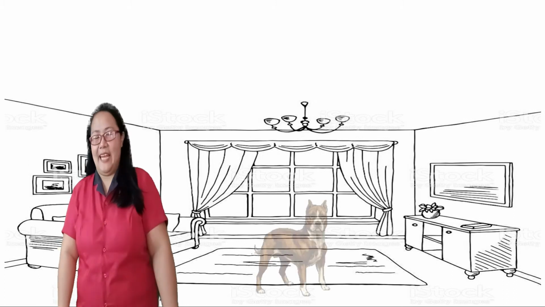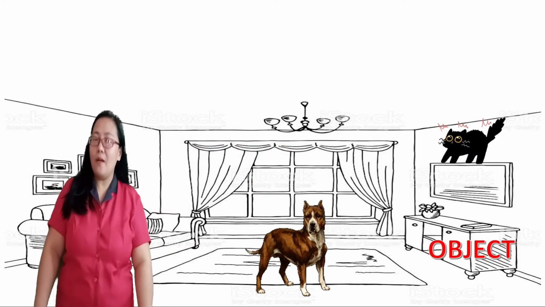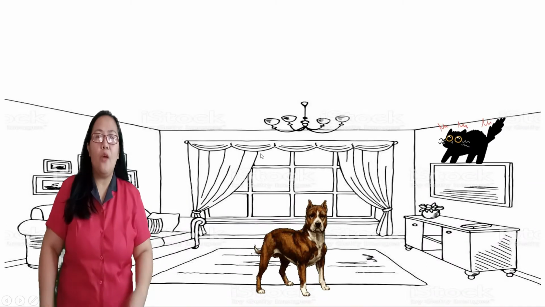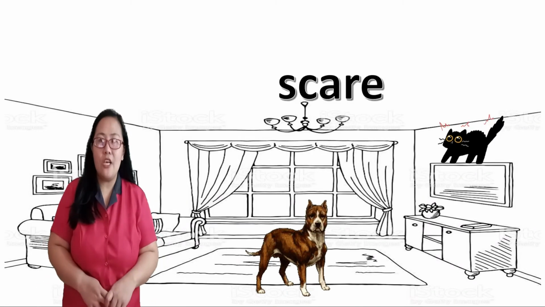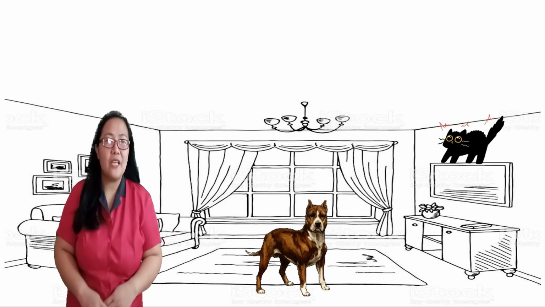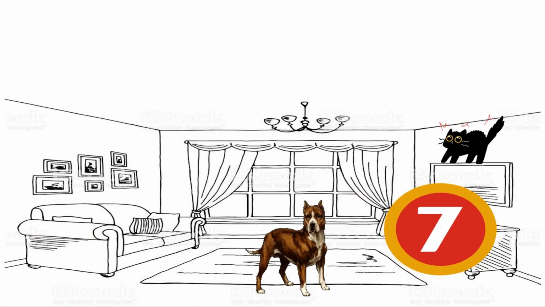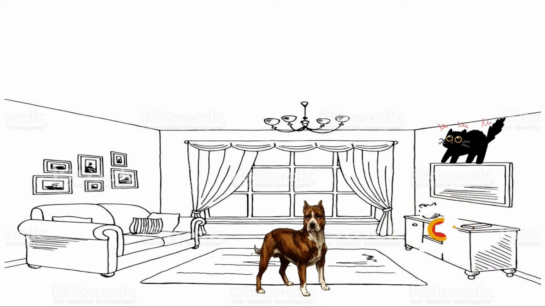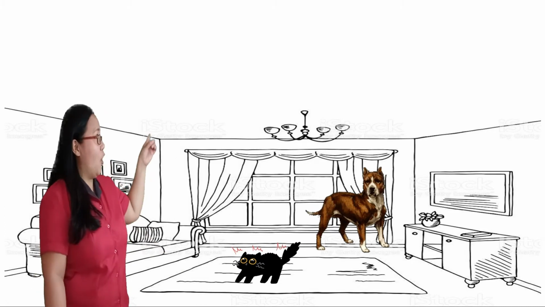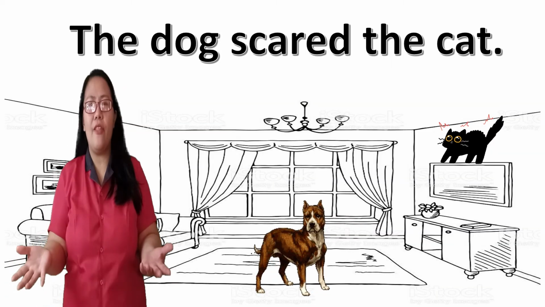Are you ready? Great. Here's the dog as our subject and the cat as our object. Now use the word scare as your verb. I want you to construct a sentence in active voice following the sentence pattern subject plus verb plus object. Are you ready? Timer starts now. Time's up. So what sentence have you formed? The dog scared the cat. Good job. Now, I can say that you are familiar with active voice.